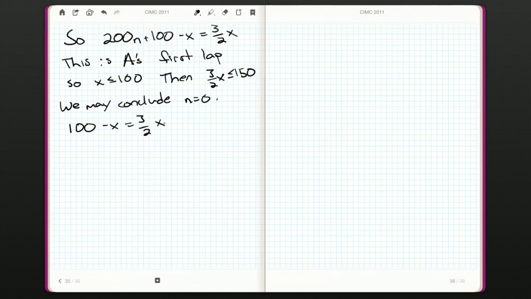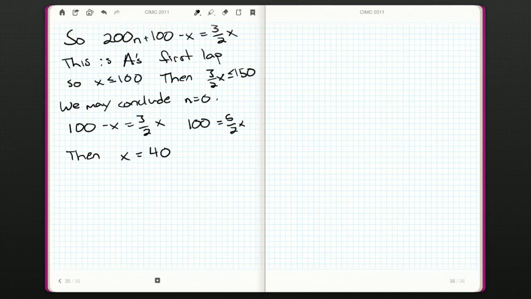So instead, we rearrange and we have 100 minus x is equal to 3x. Or really, 100 is equal to 5 over 2 x. So x equals 200 over 5. X is equal to 40. Okay? So let's see if that makes sense. That doesn't seem right for some reason.